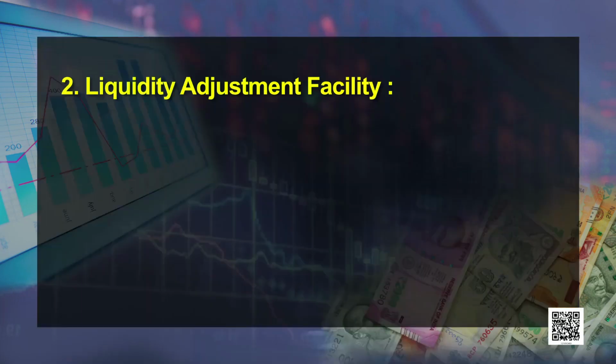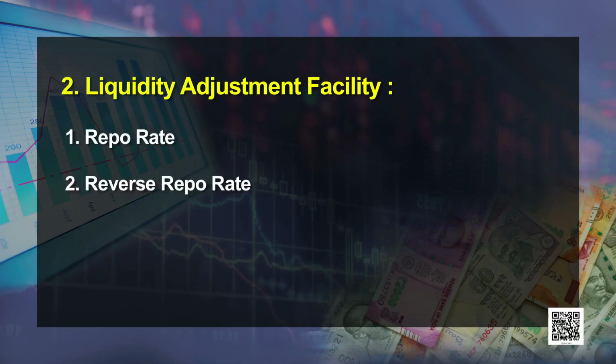Let's move on to the next tool. The next tool is liquidity adjustment facility, which is divided into two parts, repo rate and reverse repo rate. Like a person who conducts transactions with the bank, it can either deposit money with the bank or it can borrow money from the bank. In both the cases, interest is involved.